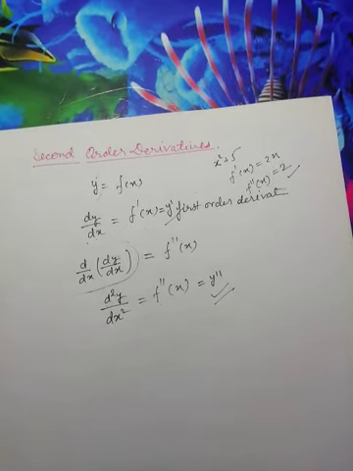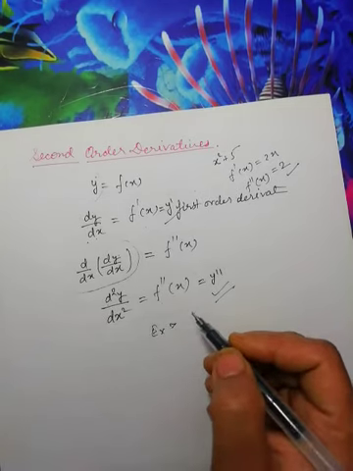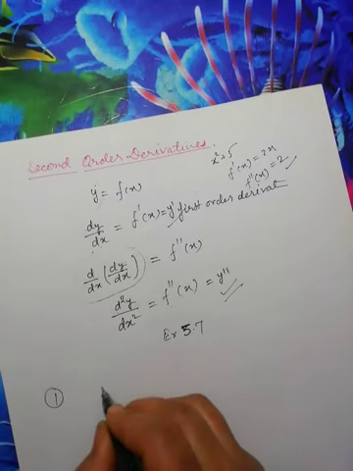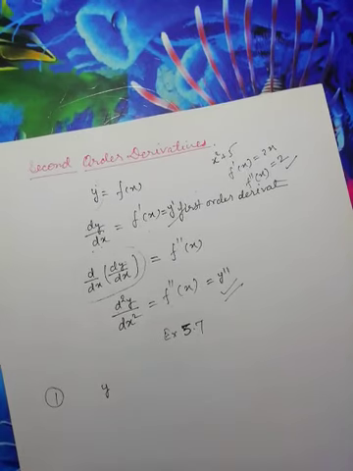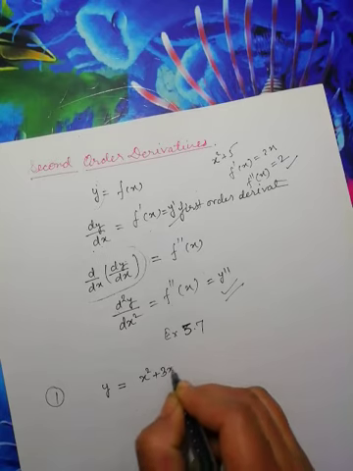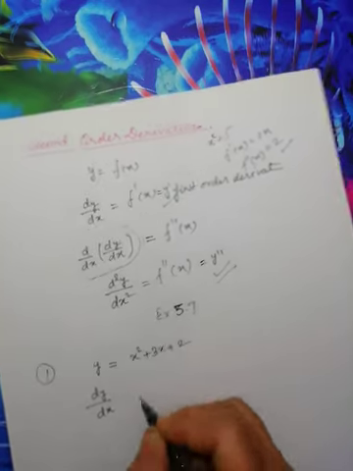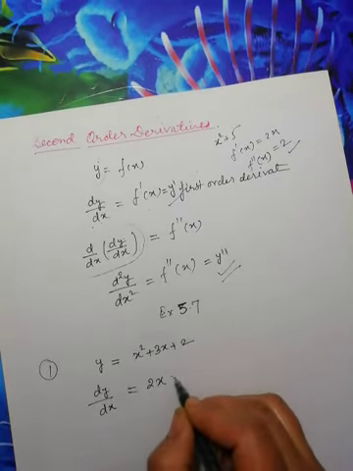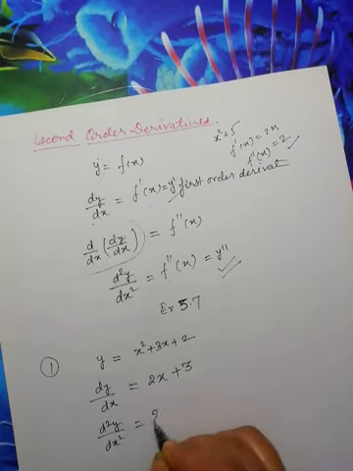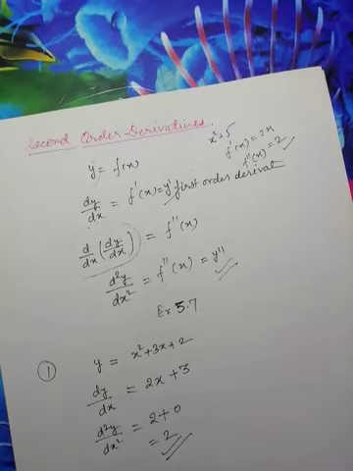Suppose I'm taking from the exercise only. Exercise 5.7, question number 1. Find the second order derivative of the following functions, it is saying. So I'm considering the function y is x square plus 3x plus 2. Then dy by dx, the first order derivative, is going to be 2x, by power rule, plus 3, and then d2y by dx square, the second order derivative, is equal to 2 plus derivative of 3 is 0, that is equal to 2. So this is your second order derivative.